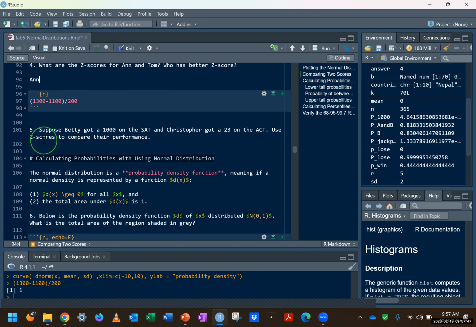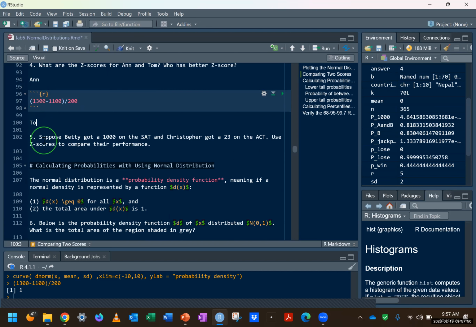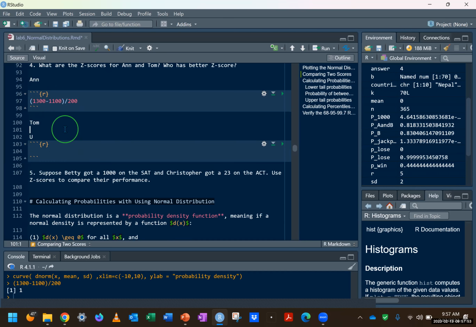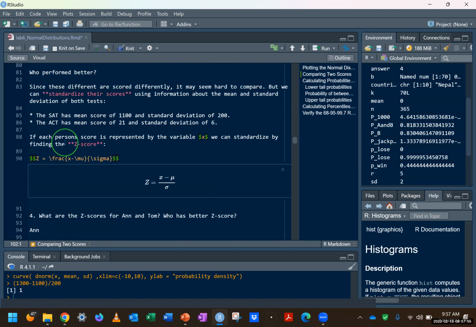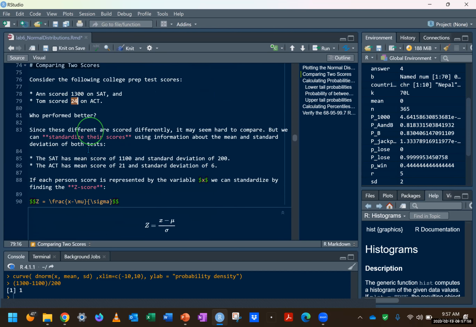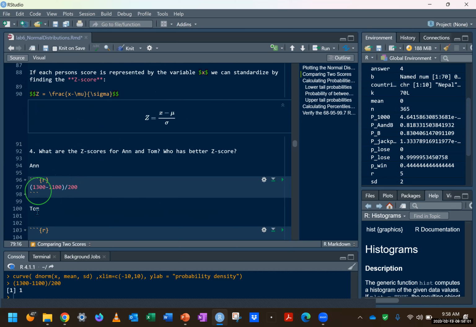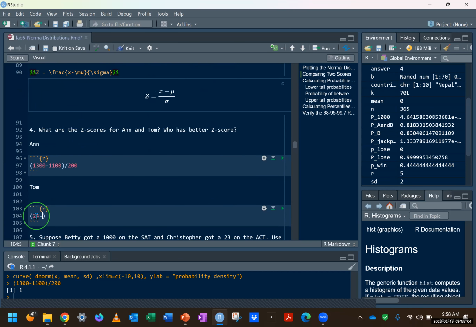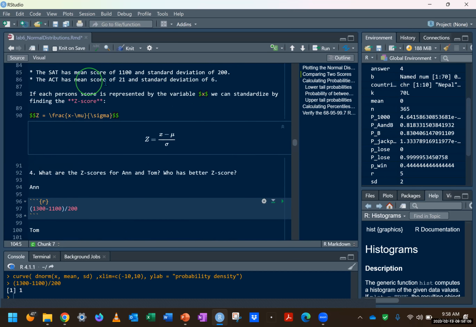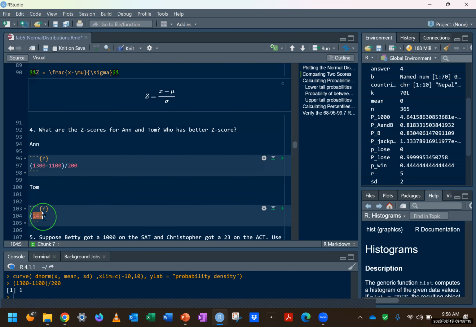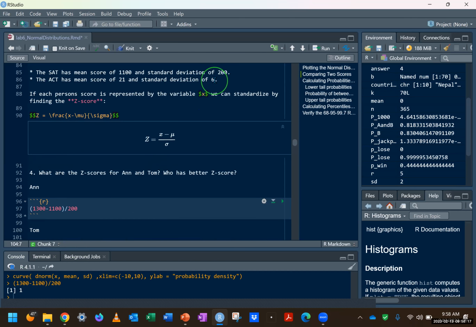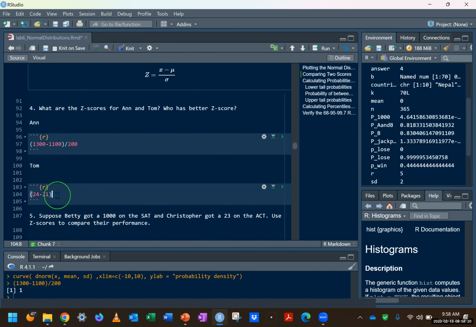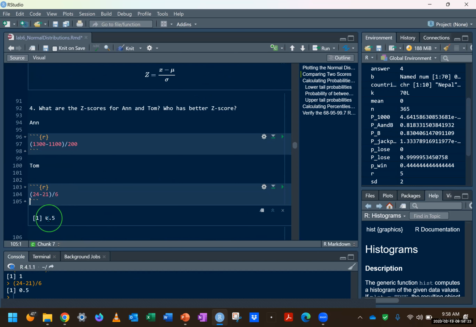Let's look at Tom's score now. Tom scored 24 on the ACT. That's his x value here. We put 24 in, and we subtract the mean of the ACT. The mean is 21. Put that in there. And what is his standard deviation? 6. If we divide by 6, this says Tom scored half a standard deviation better than the mean.